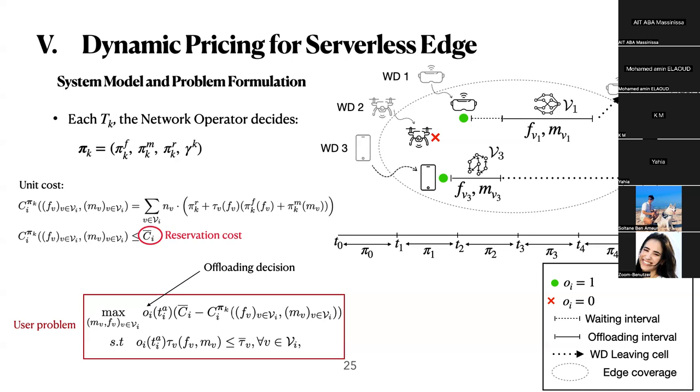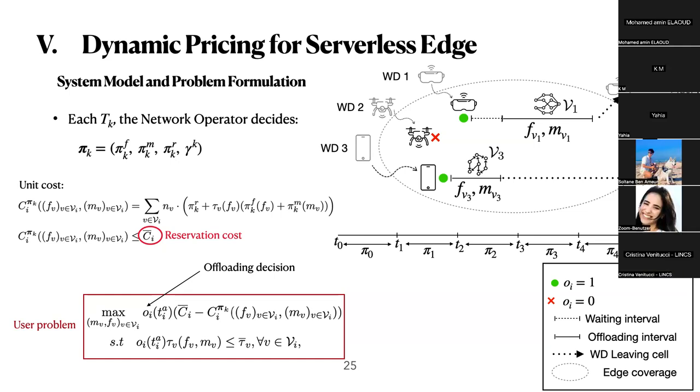So if we look at the figure, wireless devices one and three are offloading. They accepted the price, and this user waited some time and then started offloading. This one offloaded directly, and then they both left the edge coverage. However, this red cross means that the user is not offloading, and so OI is equal to zero. So in some worst-case scenario, a user might come here, wait all the dwell time, spend all the time waiting, and then just go out of the edge coverage without offloading, because the edge server is saturated.